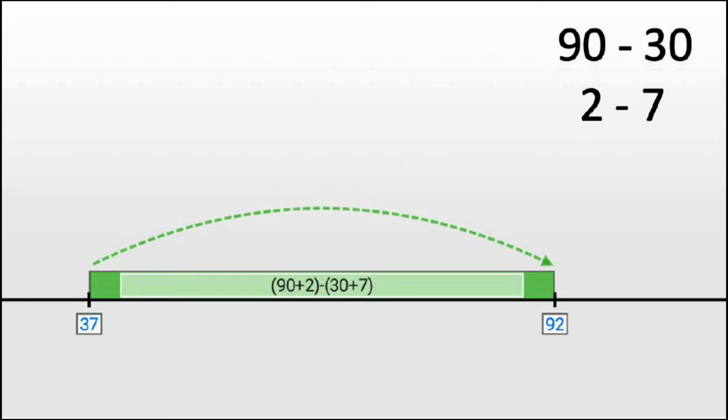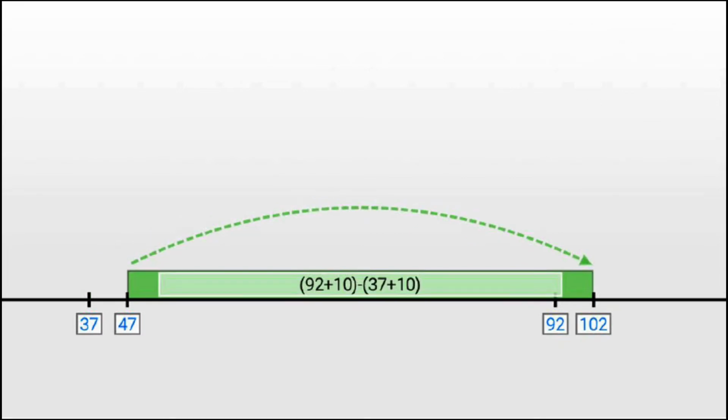So this is the type of problem that causes us issues, where we're trying to take 7 from 2, and we, in the traditional algorithm, have to do something like borrowing. So consider if we move both of the numbers up the number line by 10, then the difference doesn't change. Another way of looking at 92 plus 10 and 37 plus 10 is that I'm adding 10 to both of those numbers.